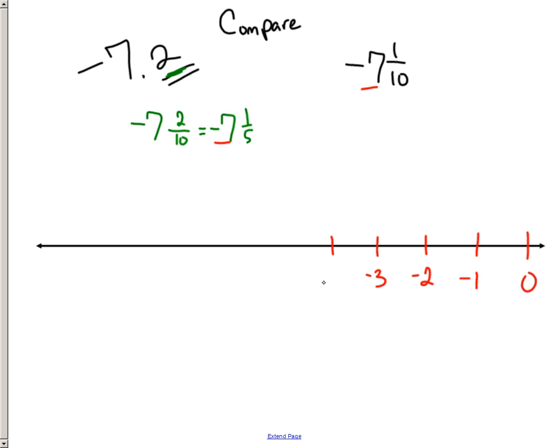Now, if I want to count by tenths, that's great, but I don't want to count. See, this is the same as -72/10. I don't want to count by tenths up to -72. I don't want to do that. So I'm going to use this whole number to get me to the general location.